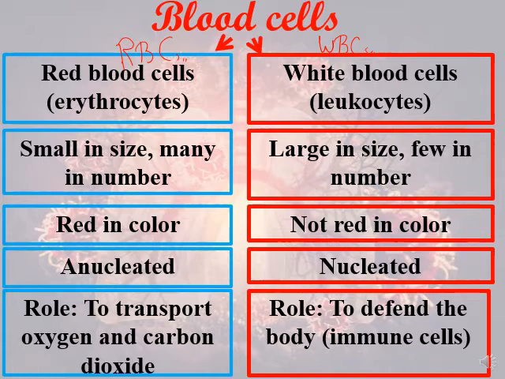First of all, white blood cells and red blood cells. Red blood cells are called erythrocytes. We have to know both names. Red blood cells, erythrocytes. And white blood cells are called leukocytes. The red blood cells are small in size, where they are many in numbers, while the white blood cells are large in size, few in number.